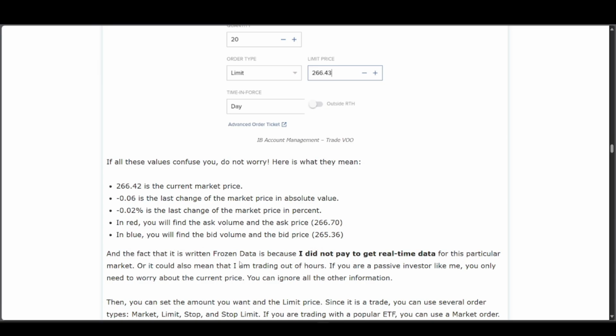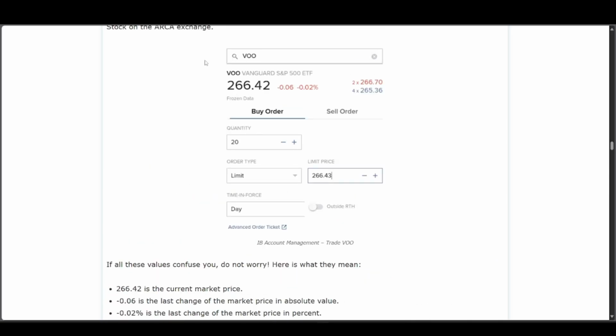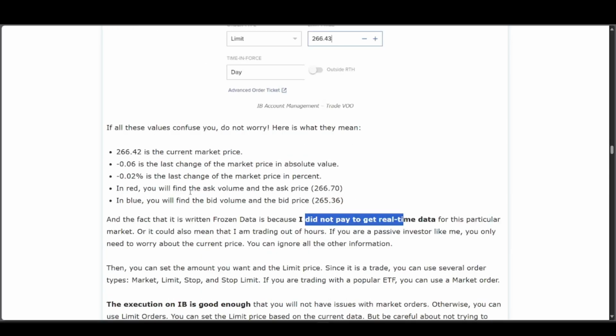And the fact that it's written frozen data is because of this. You did not pay to get real-time data for this particular market, or it could also mean that they are trading out of hours. So if you are a passive investor, you'll only need to worry about the current price. You can ignore all the other information.